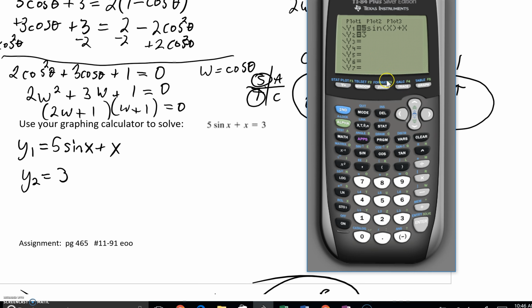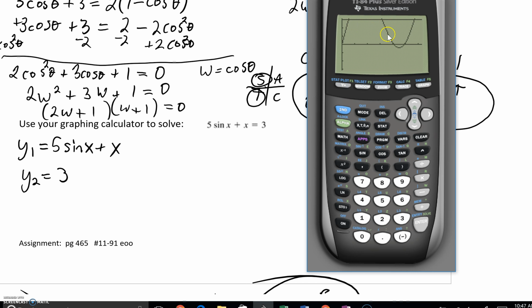Now, again, the window that you're looking at is very, very important. Sometimes when kids start off here, they might look at the window that we had previously. Sometimes kids only want to look between 0 and 2 pi, and that's not a bad place to start. If we looked at this, we'd have 3.1 to maybe negative 3.1. You can see we've got our 5 sine x plus x, and up here is y equals 3.